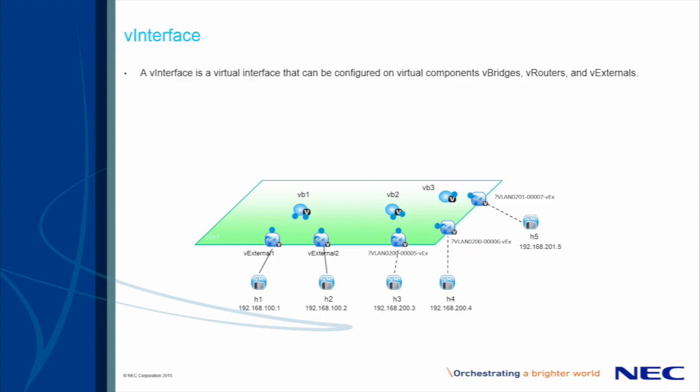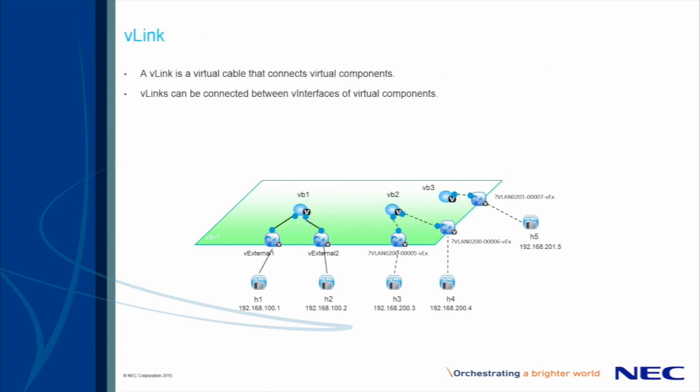Here we illustrate vInterfaces, which allow us to interconnect VTN components. vInterfaces are similar to interface names or aliases on switches or servers. They enable us to identify specific interfaces of VTN components, such as vBridges, vRouters, or vExternals. Next, we shall illustrate how to connect vInterfaces using vLinks. In this slide, we illustrate how to use vLinks to interconnect VTN components.